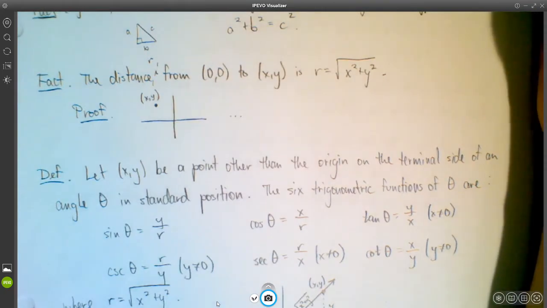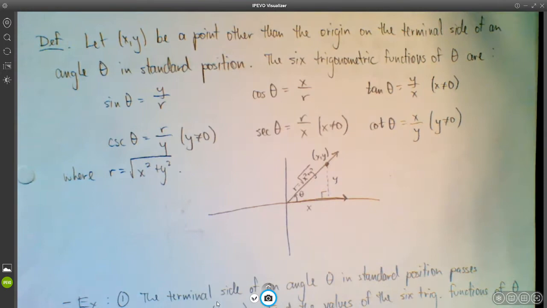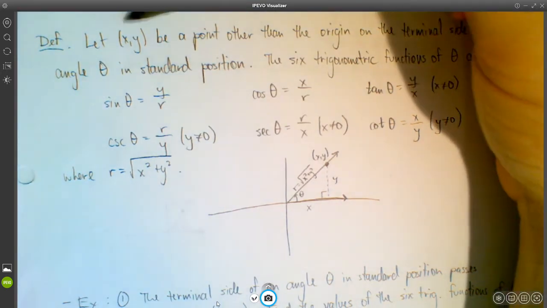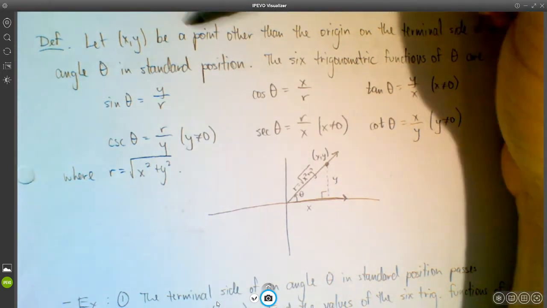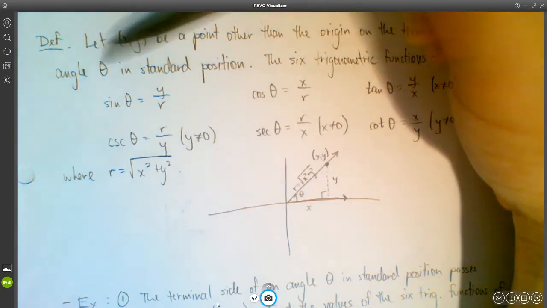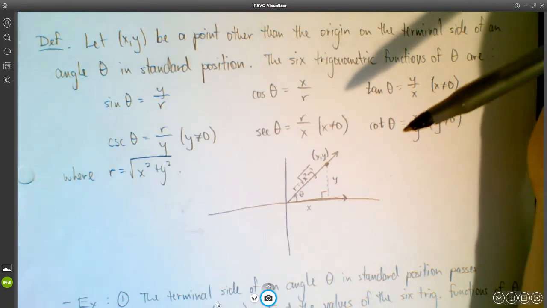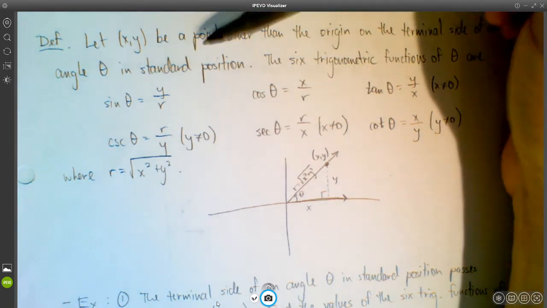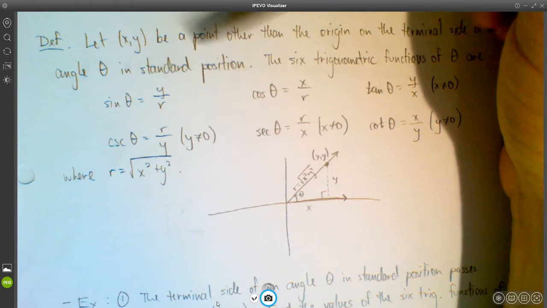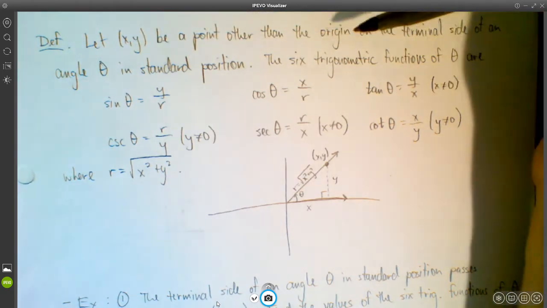Okay, now with that in mind, we can talk about the trig functions. So this is a definition. Let's say that x, y is a point other than the origin on the terminal side of an angle theta in standard position. Remember, that means that the vertex is at the origin and the initial side is on the positive x-axis. And now x, y is a point on the terminal side, all right?